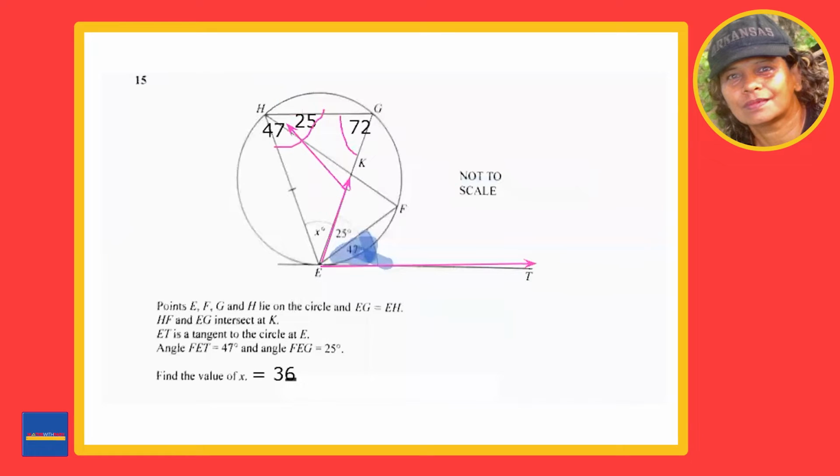Here, points E, F, G and H are on a circle, and they say that EG equals EH. So EH is here and EG is here. It's an isosceles triangle. We are also given that ET is a tangent, and we're given angle FET, which is here, angle FET is 47, we've highlighted that there, and we're also given that angle FEG.